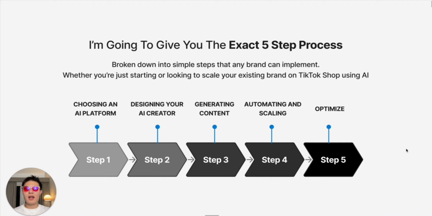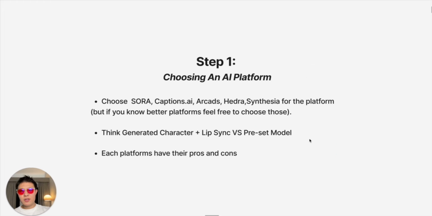Step two is designing your AI creator that can speak to your target audience. Step three is generating content and also finding what works for your brand. And step four is automating and scaling, making sure you're able to do this at a repeatable level. And then step five is optimizing. So step number one, choosing an AI platform.